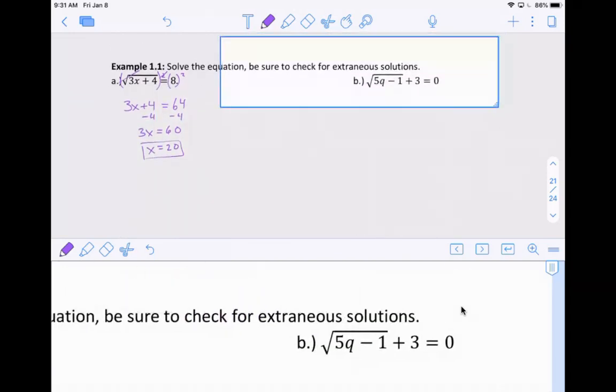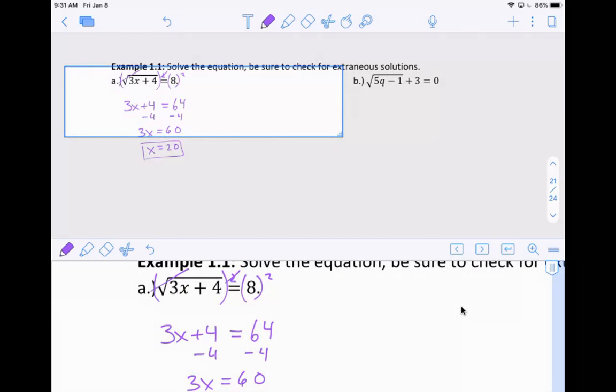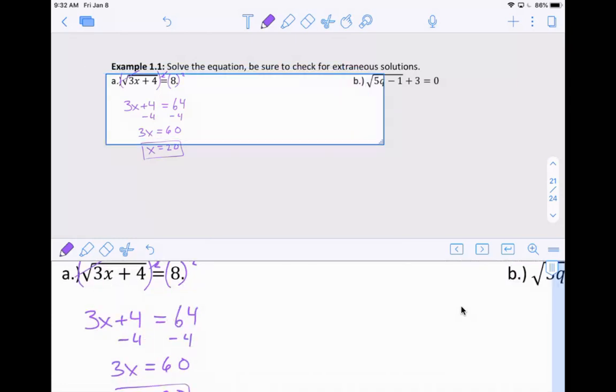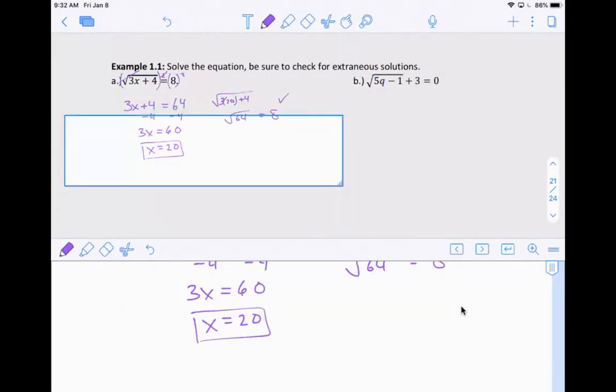This says be sure to check for extraneous solutions. Remember when we were talking about rationals, sometimes you would get an answer like x equals 2, and you couldn't put a 2 in the denominator because you'd get 0. Sometimes this happens with radicals as well. So let's do a quick double check. Square root of 3 times 20 plus 4 would be the square root of 64, which in fact would be 8. Check. And you're welcome to do that part in your head. You can just make sure that you get the correct answer. Okay. But again, that means our answer of 20 is valid.